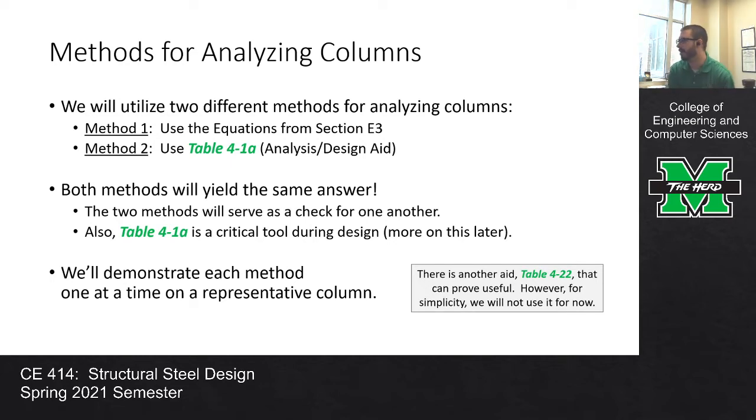We have two different methods that we can use for analysis. One is a design aid and one is just the raw equations. The first point I want to make is that they both yield the same answer. It's not about using a different method, you get a different capacity. No, it's the same answer. But there are two reasons why you want two methods. One, the two methods serve as a check for one another. So if you do the analysis using method one and do the analysis using method two, you should get the same answer.